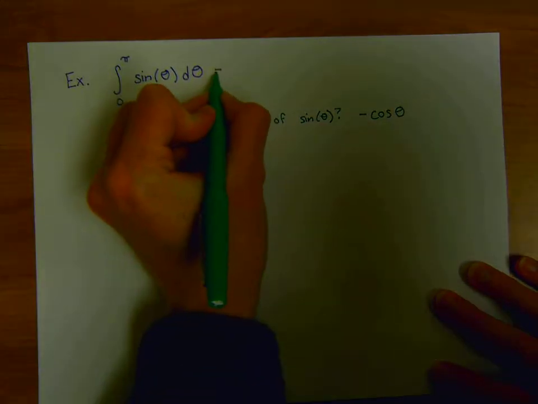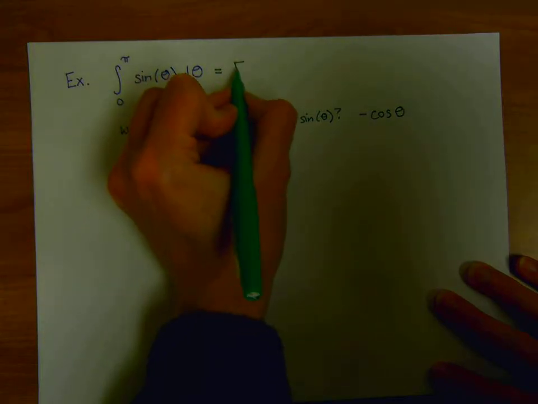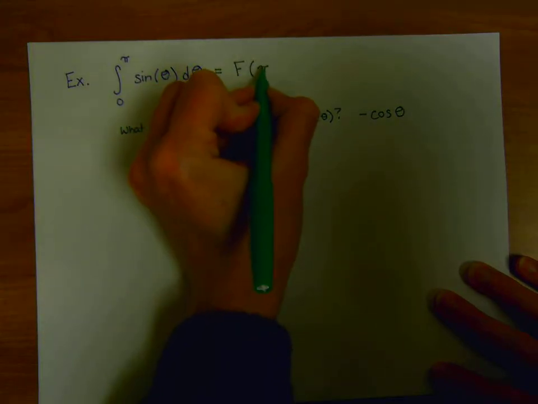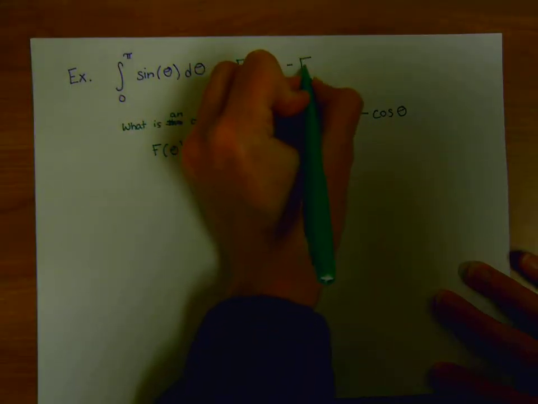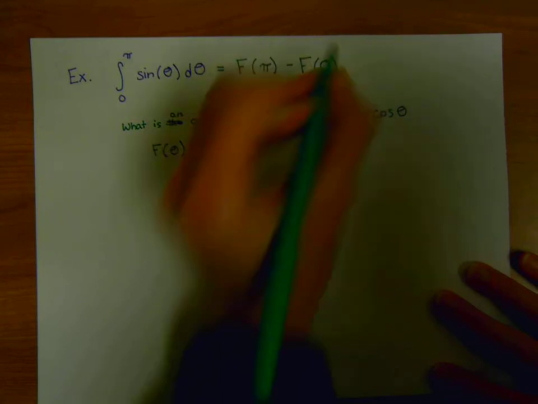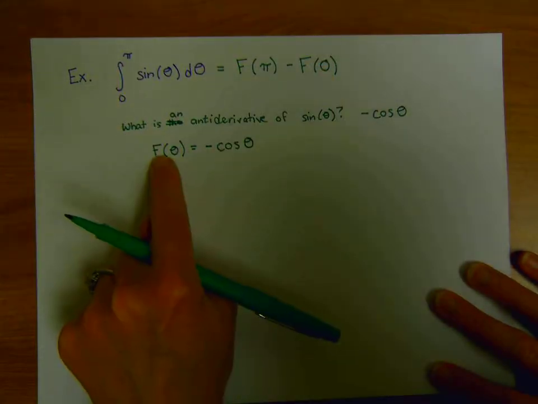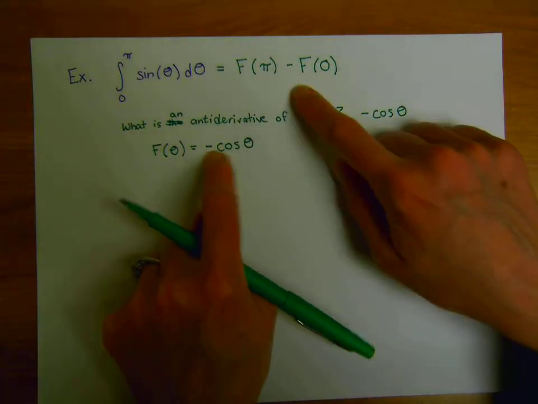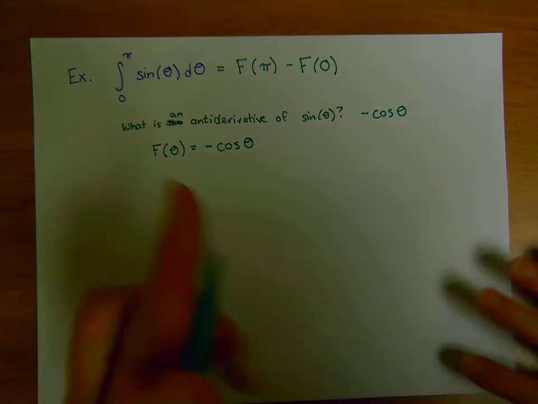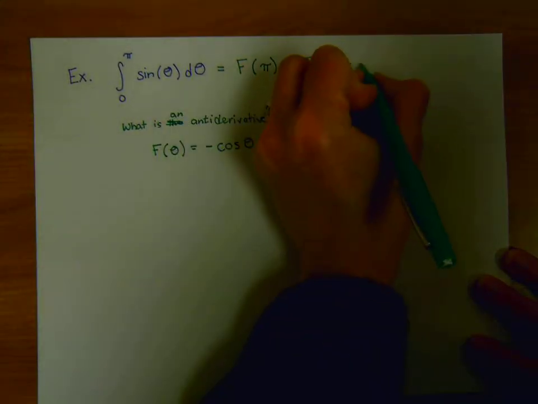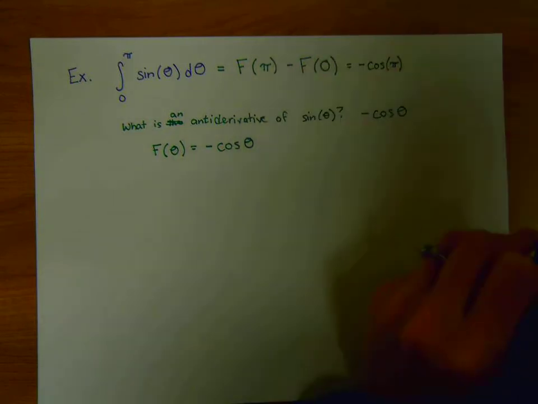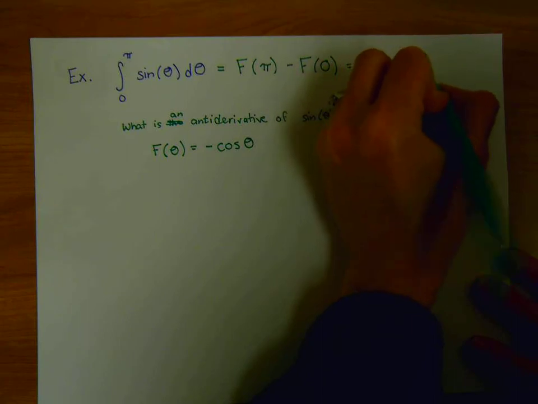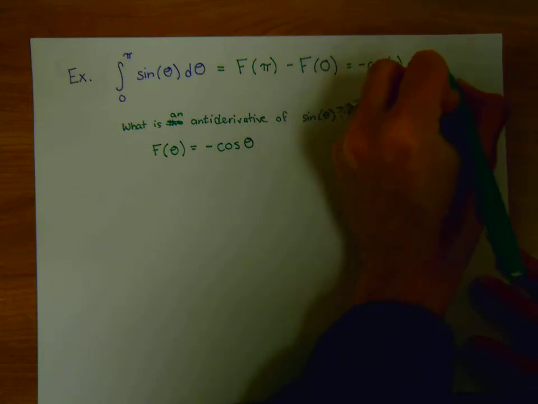So I'm going to compute this by finding F of pi, F of the upper bound, minus F of 0, F of the lower bound, where F in this case is my negative cosine theta function. So in this case, this is the negative cosine of pi minus, and we have to be careful of signs, negative cosine of 0.